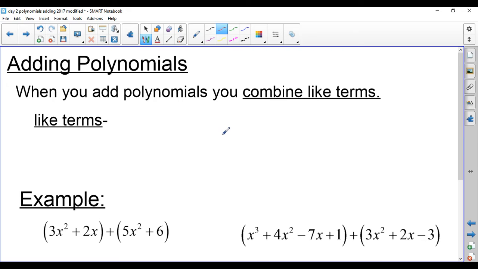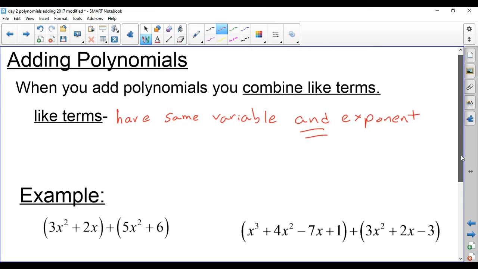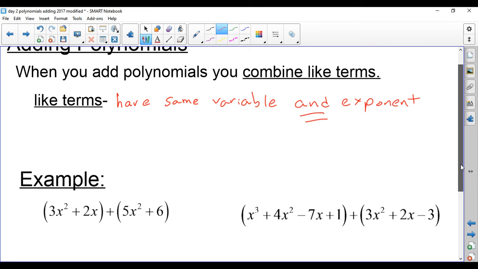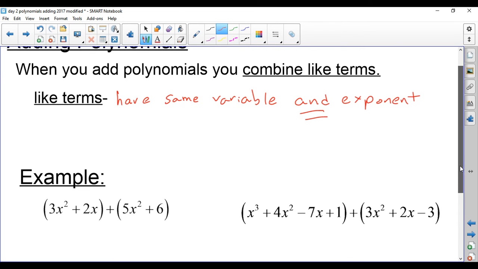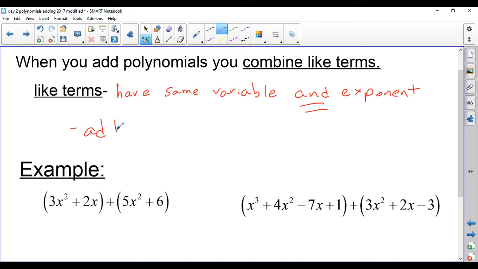What we're going to do today is adding polynomials. When you add polynomials, you combine like terms. Like terms have the same variable and exponent. So we've done this before. We just need to be careful and make sure that we're looking for the terms that have the same variable and the same exponent. All of ours are going to just have the variable x. When you do this, you add the coefficients. And the exponent stays the same.